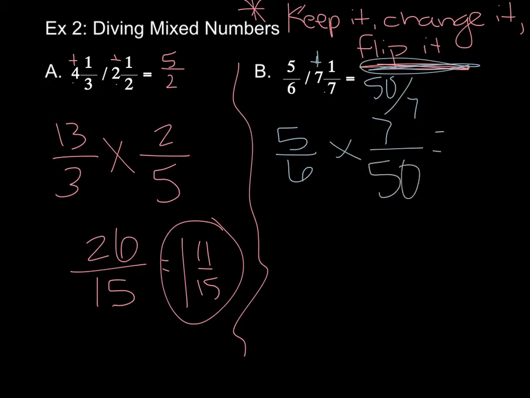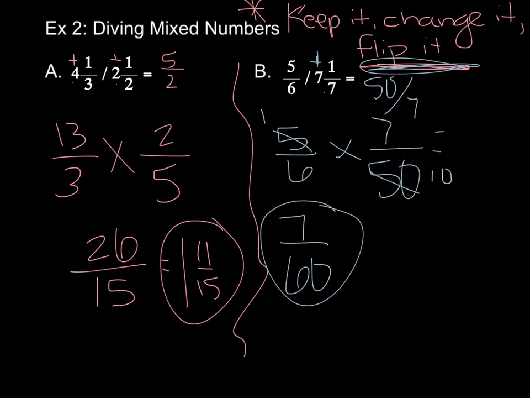Now I can go ahead and multiply, or I can cross cancel to make my multiplication a little bit easier. 5 goes into itself 1 time, 5 goes into 50 10 times. Now my multiplication should be easier. 1 times 7 is 7, and 6 times 10 is 60. Can we reduce? Nope. This is our final answer.